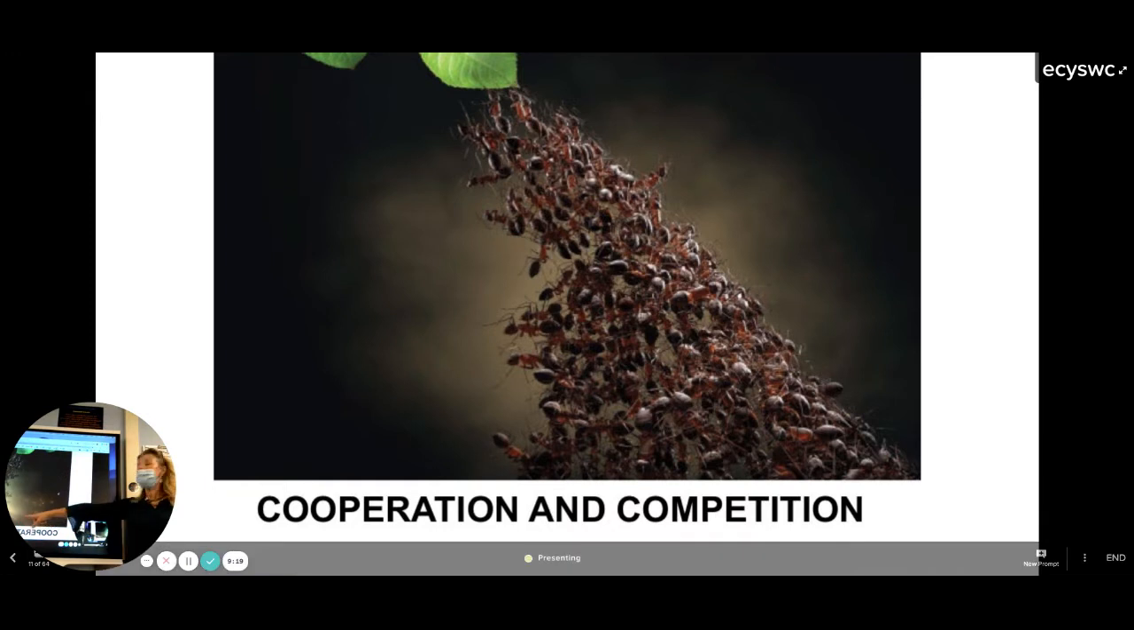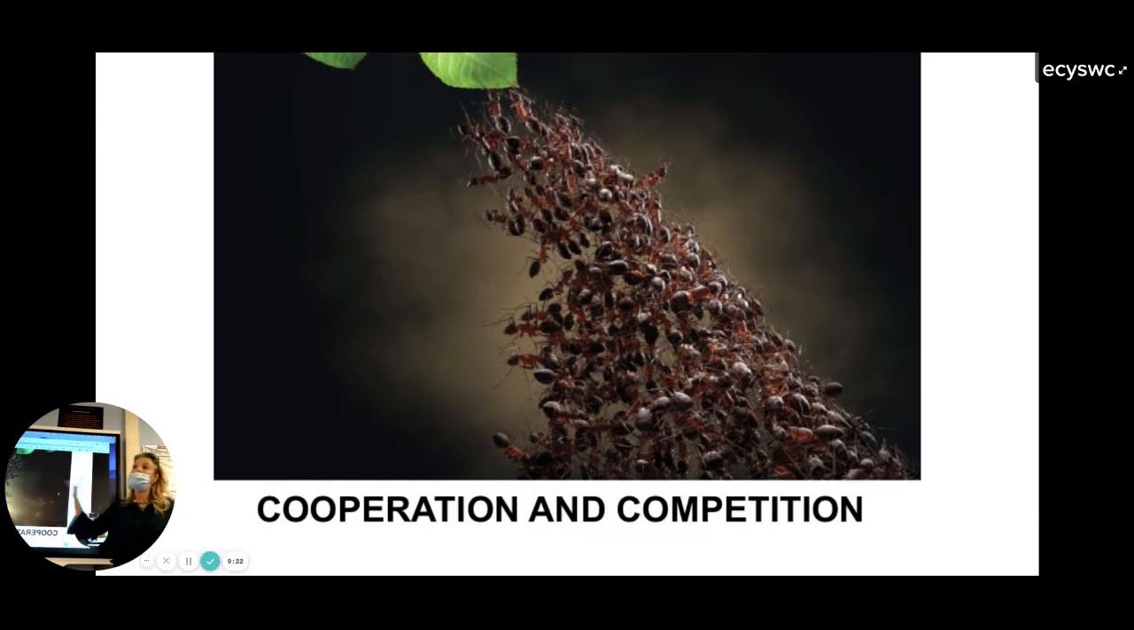All right, cooperation and competition. We're going to get more into this. Remember, this was the overview of the year. But you have populations. This is a population of what? Ants. They are working cooperatively together to get to this next leaf. That's what it's talking about. And when you look at things like that, you're looking at behavior, how an organism responds to their environment.